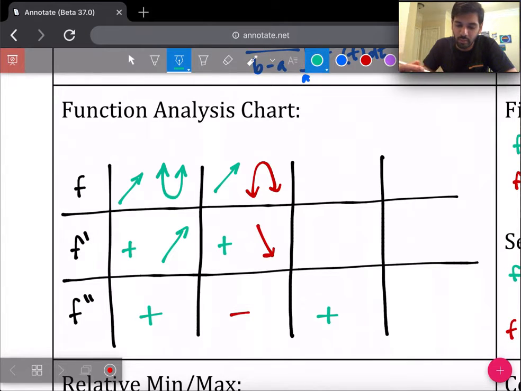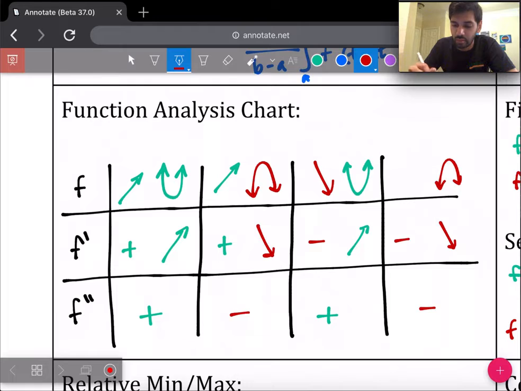We have positive, increasing, and concave up, whereas over here we have negative and decreasing. And then the last column, everything is going to be minus, decreasing, concave down, and then minus, decreasing. So now in the next few boxes, I'm going to explain this chart right here and how you use it. If you write this chart down on your test, it's not going to give you any credit or anything like that. This is just for your reference to help you write the correct things.